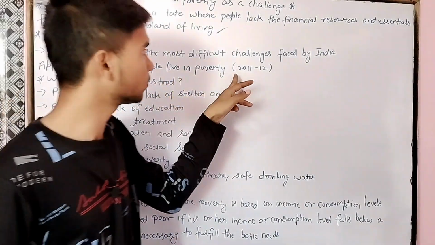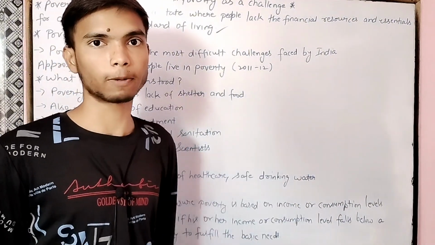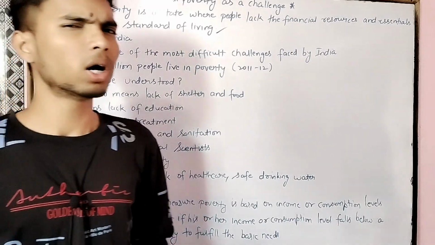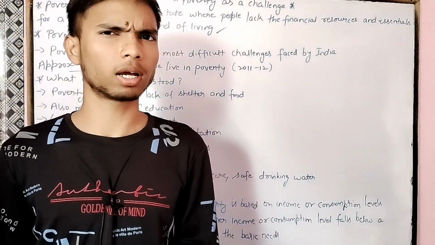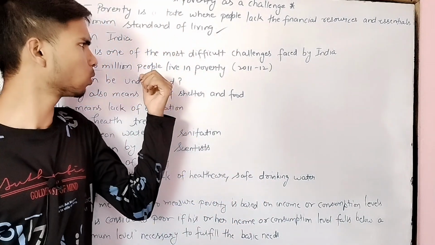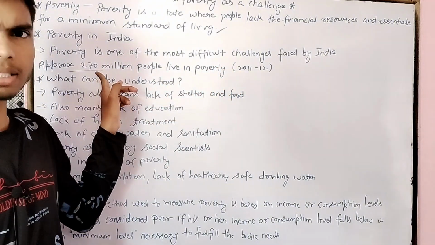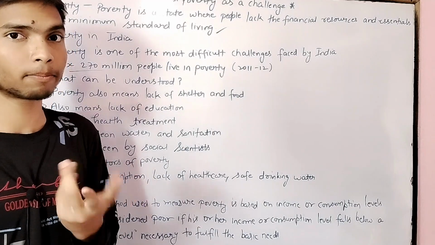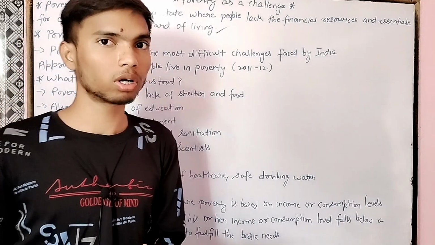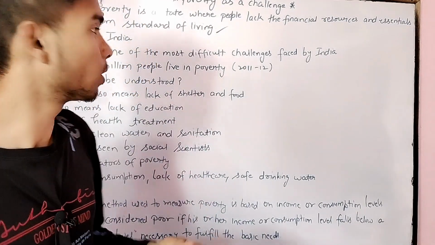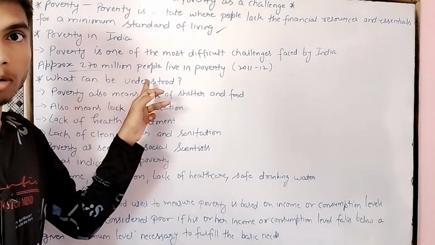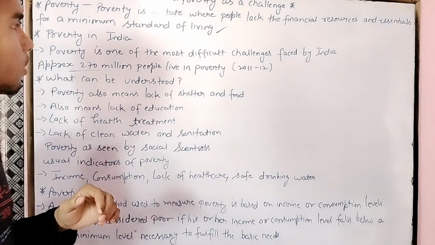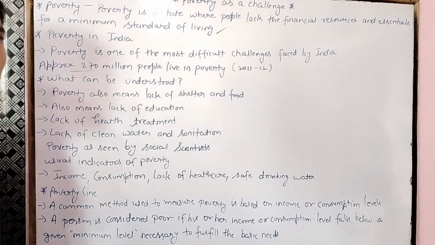This is the data of 2011 to 2012, and today you can realize what the number will be now. This is the number of 2011 to 12, and today the year is 2024. So what will be the number of poor people now? Obviously this number will be at a higher level.